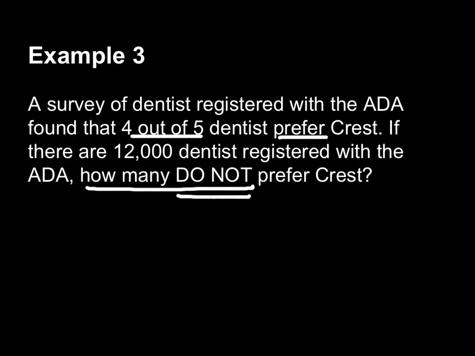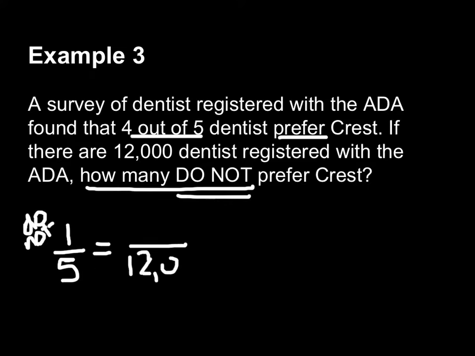There are a couple of different ways that we can work this problem. We could find that if 4 out of 5 dentists prefer Crest, that means 1 out of 5 do not prefer Crest. So these are the people that do not. 1 out of every 5 dentists does not like Crest. They like some other brand of toothpaste. We can use that 1 out of 5 to set up our proportion.